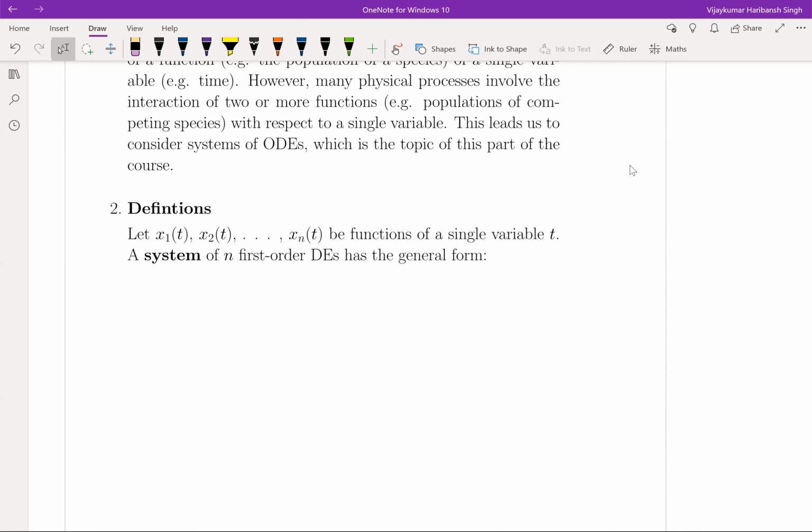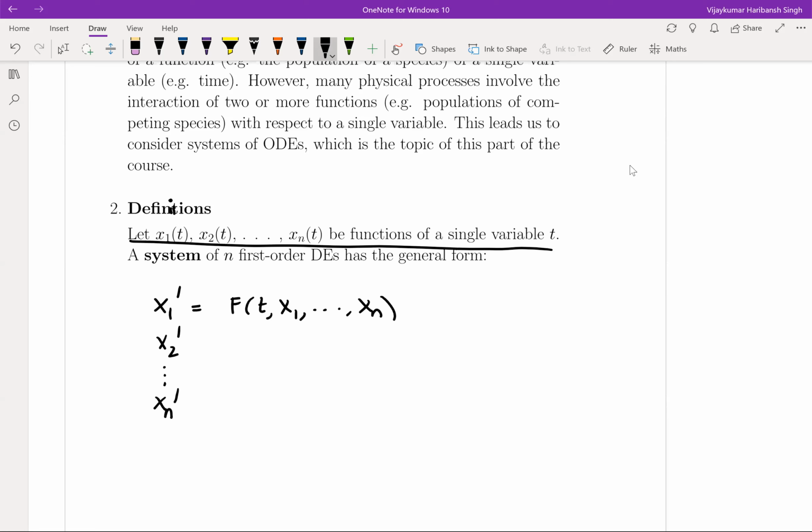So definition. Let x1, x2, x3, ..., xn (t) be functions of a single variable t. A system of n first-order differential equations is given by the following form. So you'll have x1 prime, x2 prime, dot dot dot, xn prime, and they are related to f of t, x1, ..., xn. So let's call this f1 as well.